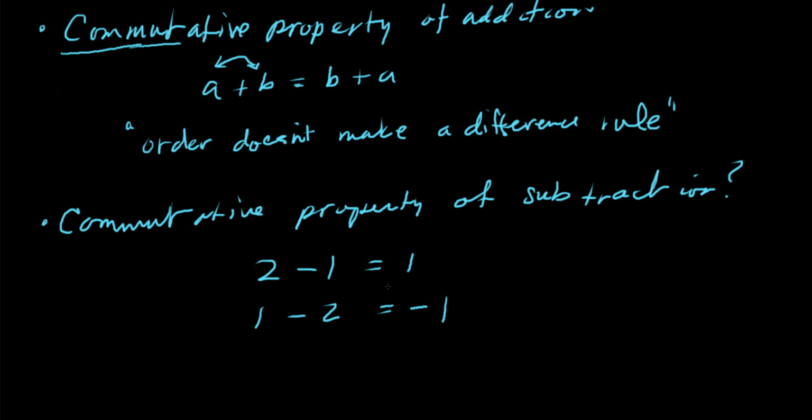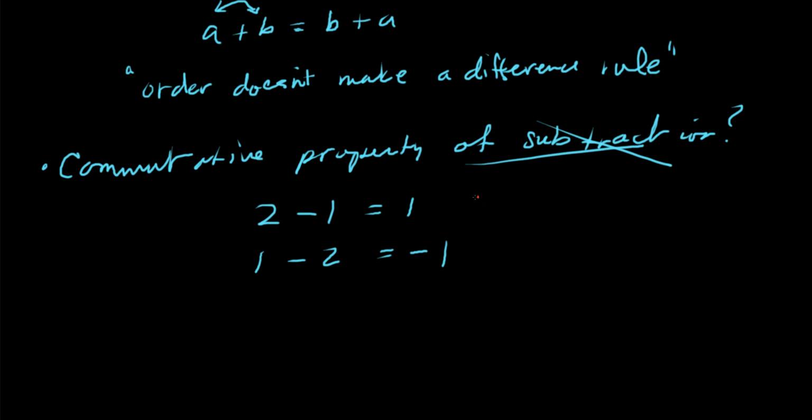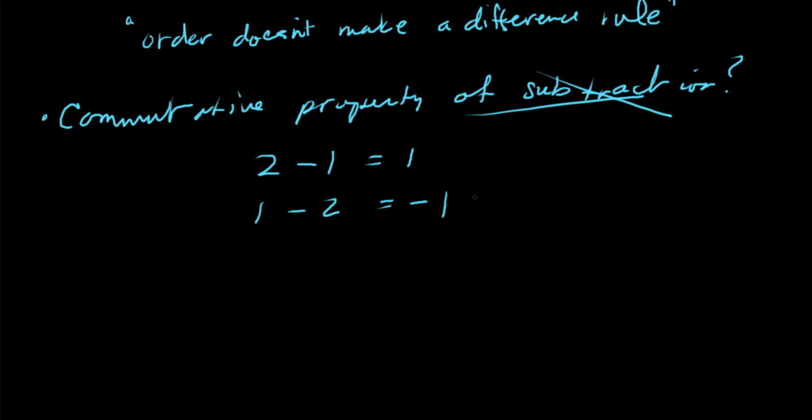It's a different answer. And so we see that we can't just move the numbers around without doing anything with this sign. And so there is no commutative property of subtraction. However, I will show you a way you can use the commutative property of addition when you have subtraction.